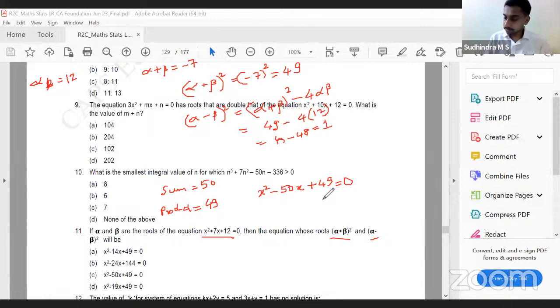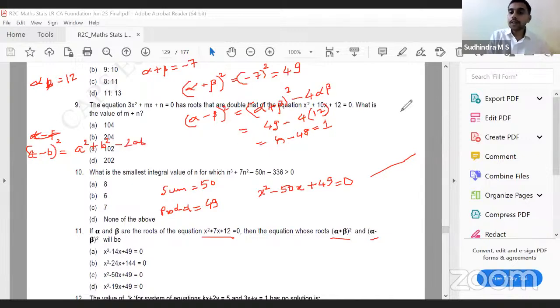Sir, could you explain the second step? Alpha minus beta the whole square is equal to alpha plus beta the whole square minus 4 alpha beta. This is just the a minus b whole square formula. a minus b the whole square is equal to a square plus b square minus 2ab.